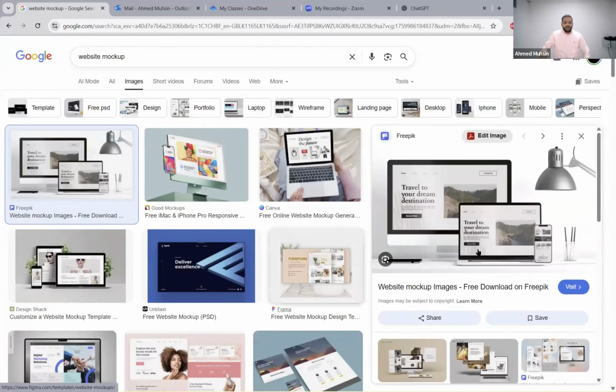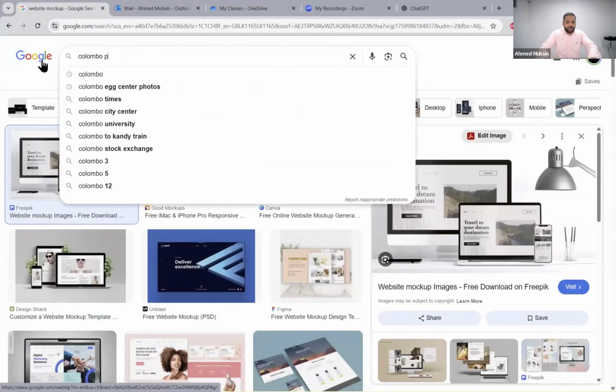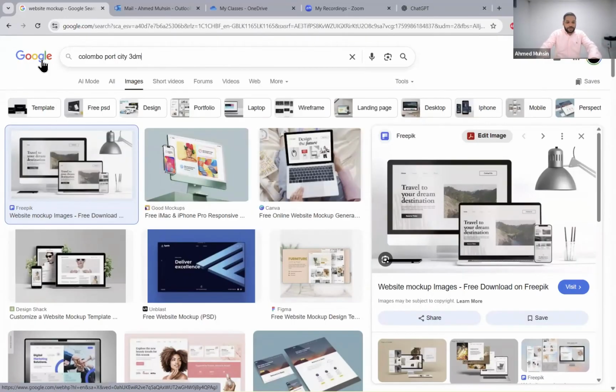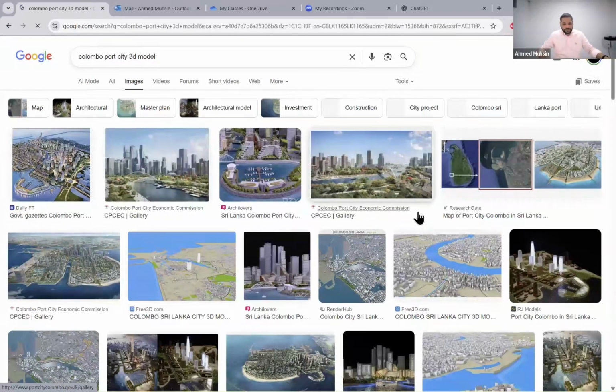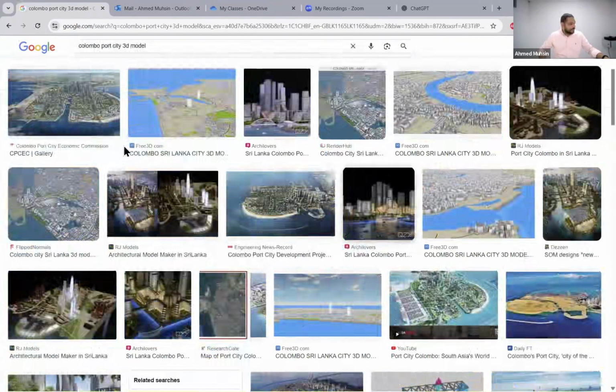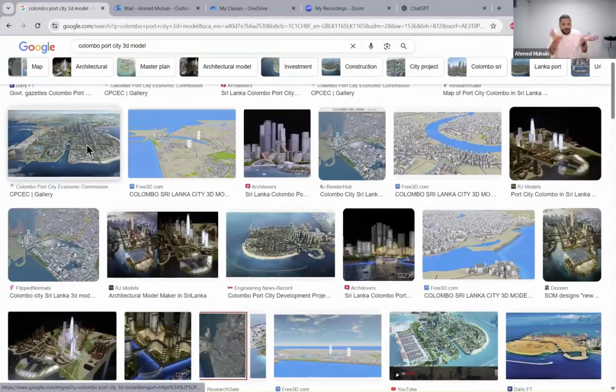Okay. So everybody, this is an example of what you call your prototype, your mock-up, of what your actual product is going to look like. Okay, this is done before you actually develop your whole product. I'll give you one more example. Colombo Port City 3D model. Before Colombo Port City was developed, they built a model of it. This is what it's going to look like, isn't it? You first build a 3D model and show people this is what it's going to look like. After you get an approval on this model, that's when you actually start developing the product, isn't it?